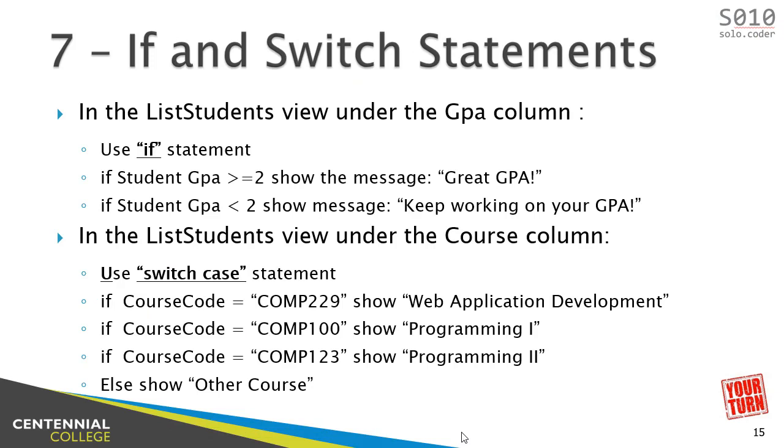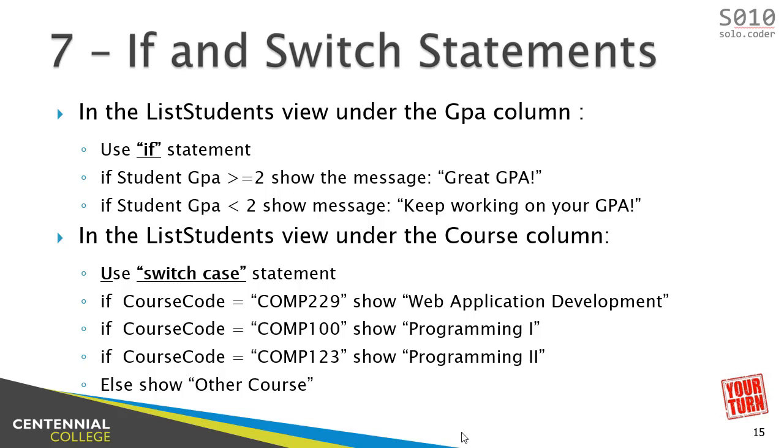This is review, okay? Looks like a lot, but it's not. I just want to explain this. In your list of students, we're going to do 2 tests. Test the GPA value. If the GPA value is greater than 2, show a message, great GPA, just right after the GPA. If GPA is less than 2, show the message, keep working on the GPA, okay? So that's for GPA. We're going to use an if statement.